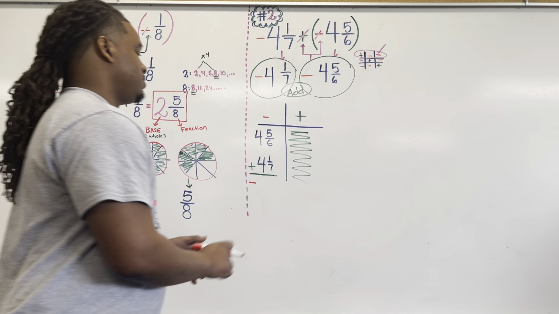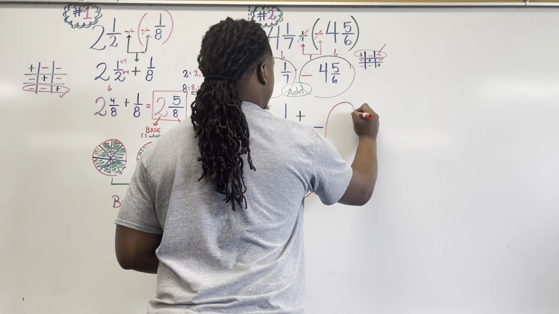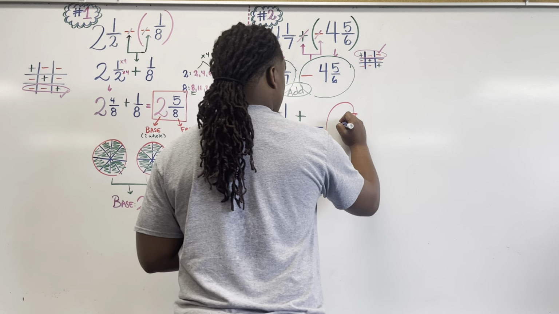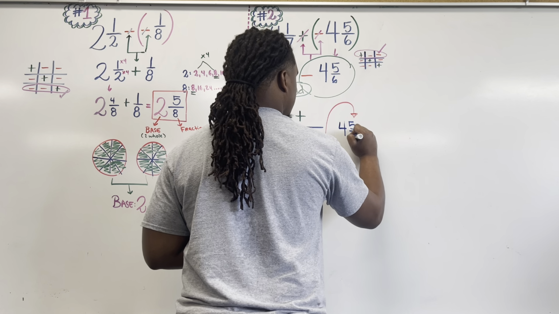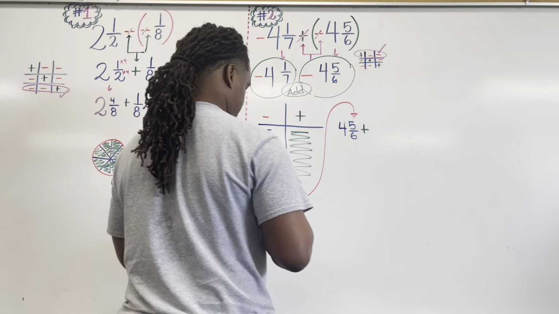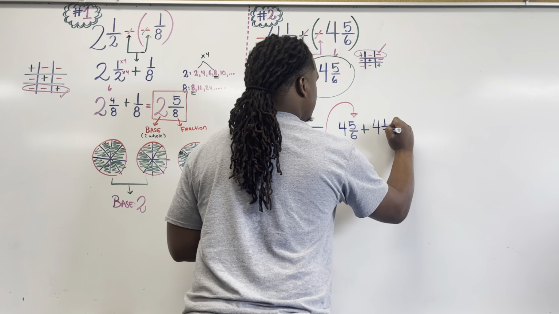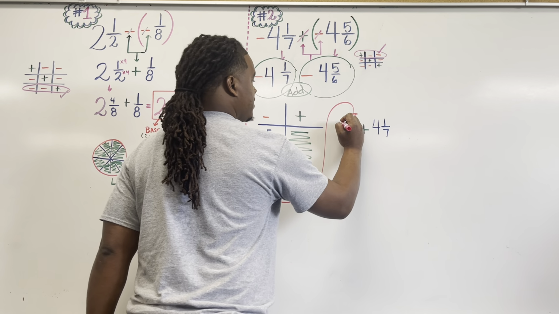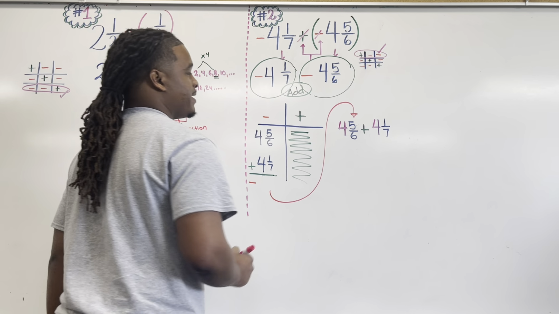So now, let's actually go ahead and do that, guys, and I'm going to do it over here. So, once again, we already know that we're working on the negative side. So we have 4 and 5/6 plus 4 and 1/7, okay? 4 and 5/6 plus 4 and 1/7. And let me just go ahead and make the bases pink so we can identify the bases, okay?